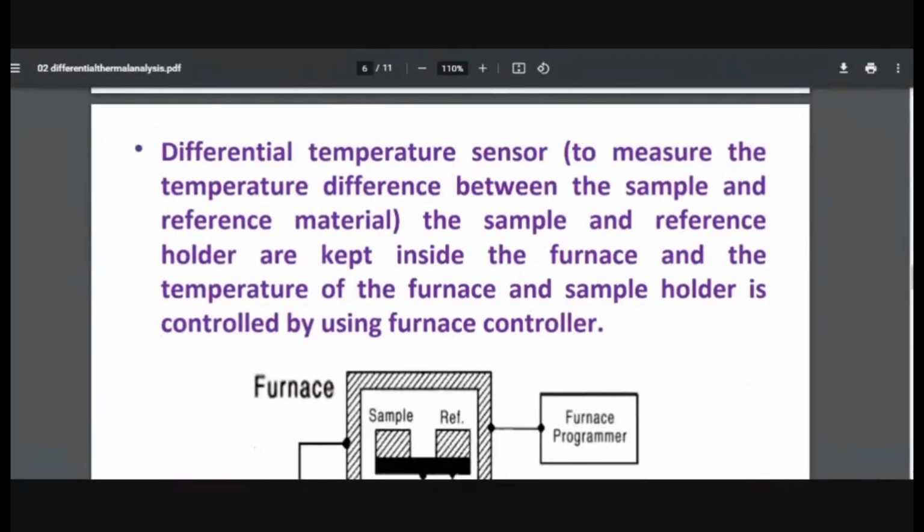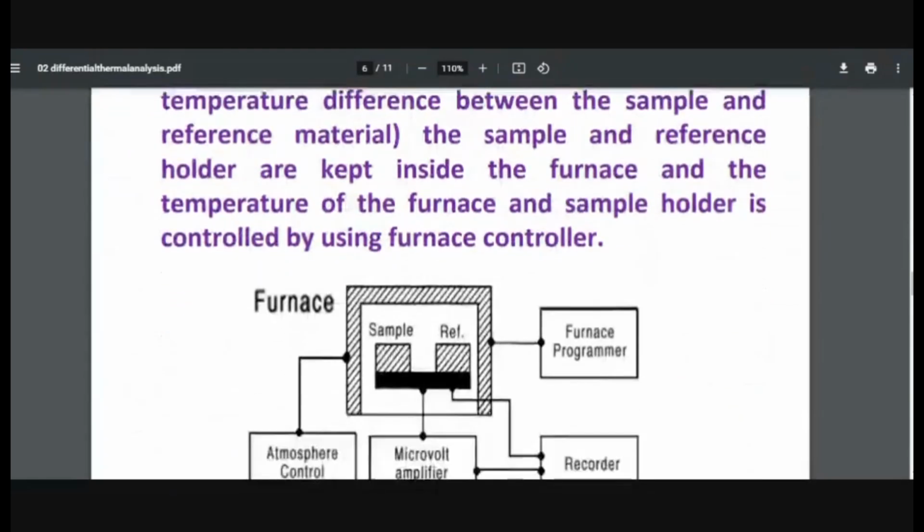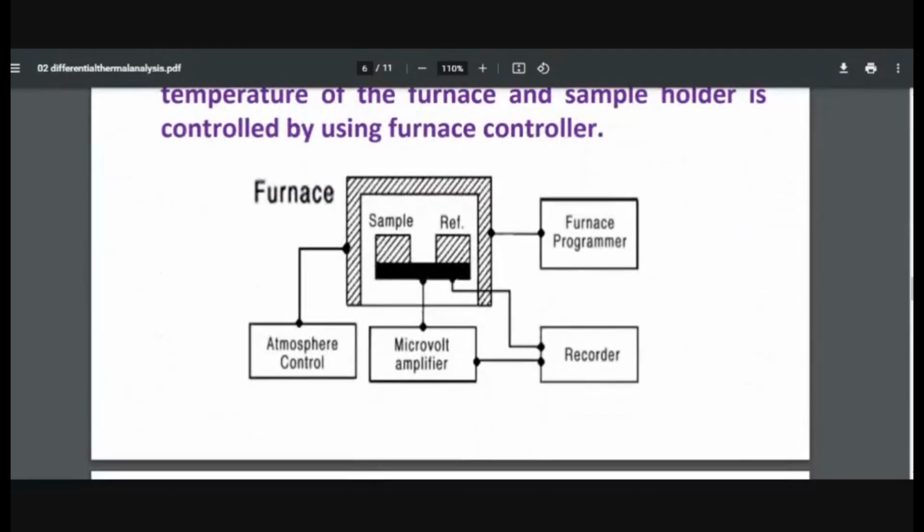So the first is the differential temperature sensor. Why do we require a differential temperature sensor? To measure the temperature difference between the sample and reference material. So there will be one thermocouple inserted in the reference and one thermocouple in the sample. Both those thermocouples will be attached to this differential temperature sensor and it will measure the temperature difference between these two. The sample and reference holder are kept inside the furnace and the temperature of the furnace and sample holder is controlled by using the furnace controller. So this is how the instrument block diagram looks like.